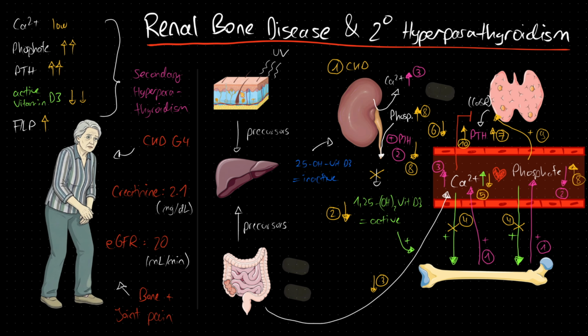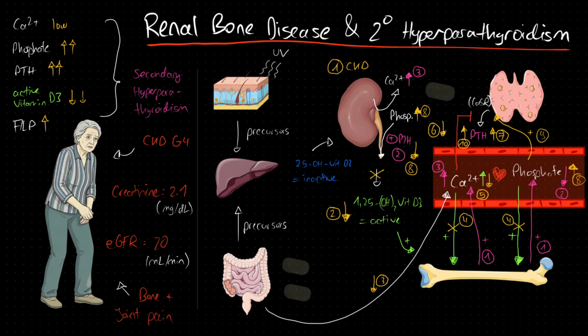Additionally, the damaged kidney can't excrete much phosphate, leading to elevated serum phosphate. High phosphate further stimulates PTH production, accelerating bone mineral breakdown. This process is called secondary hyperparathyroidism because PTH overproduction is not caused primarily by parathyroid hyperplasia or an adenoma, as in primary hyperparathyroidism, but secondarily by a trigger, such as hypocalcemia and hyperphosphatemia.